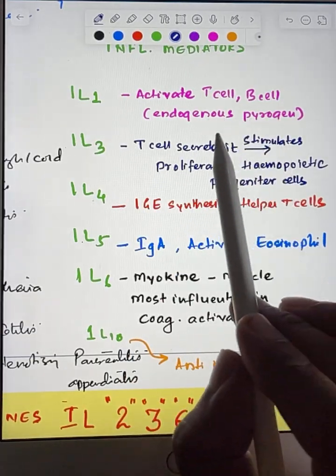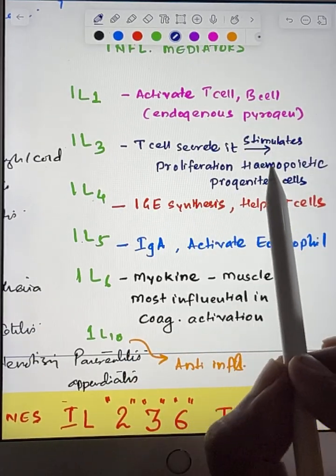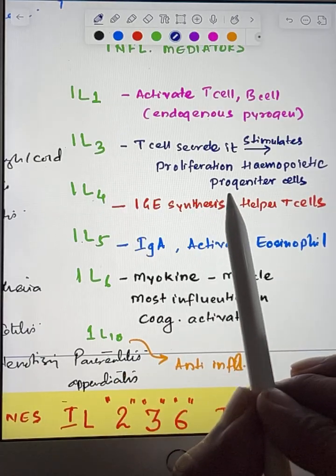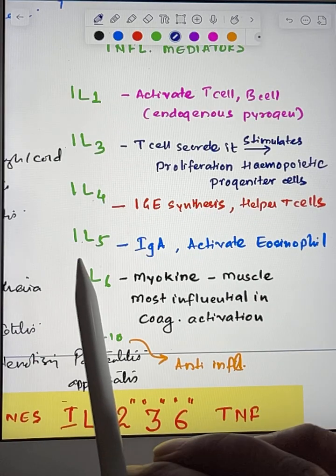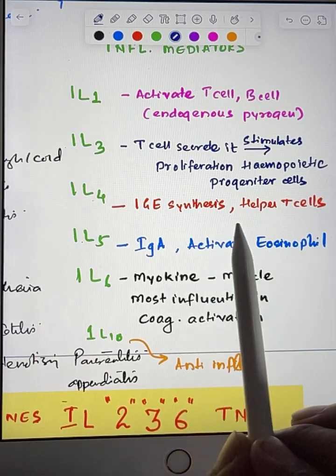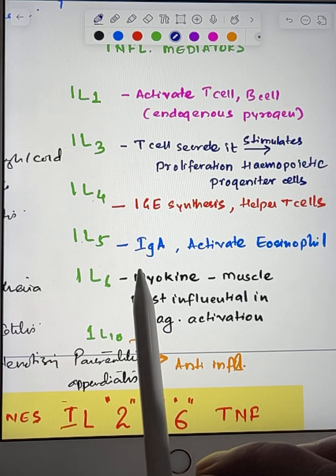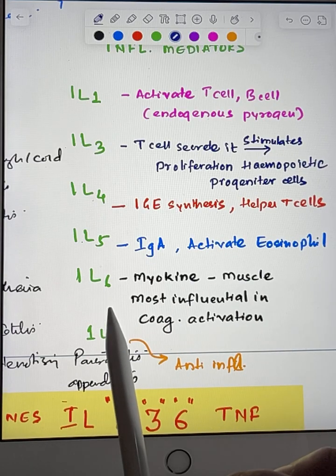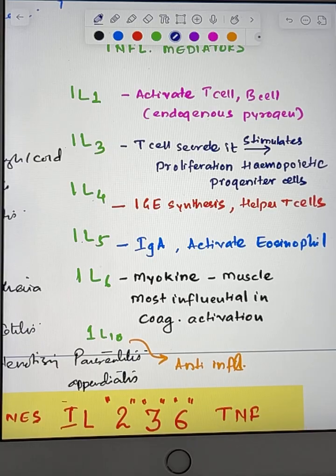IL-1 activates endogenous pyrogens. T cells secrete IL-3, which stimulates proliferation of hemopoietic progenitor cells. IL-4 causes IgE synthesis and acts on helper T cells. IL-5 activates eosinophils. IL-6 acts on muscles as myokines and is more inflammatory.